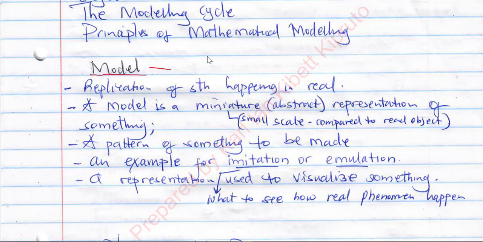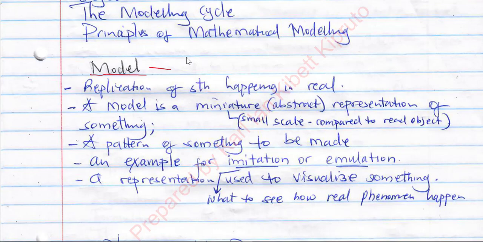However, we shall look at it from the perspective of mathematics. A model is a miniature or an abstract representation of something. Let's say you can represent a lion with a small model lion, or an elephant with a small model elephant. Or you can represent a skyscraper with just a small group of boxes showing a replica of it, just an imitation of what you are seeing.